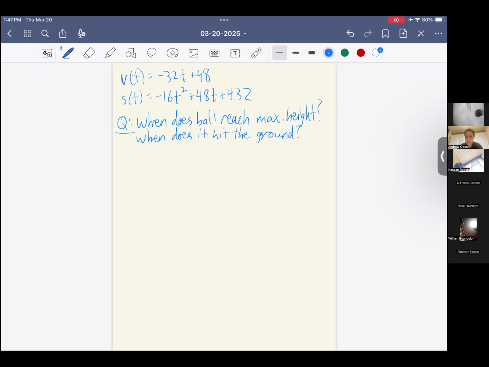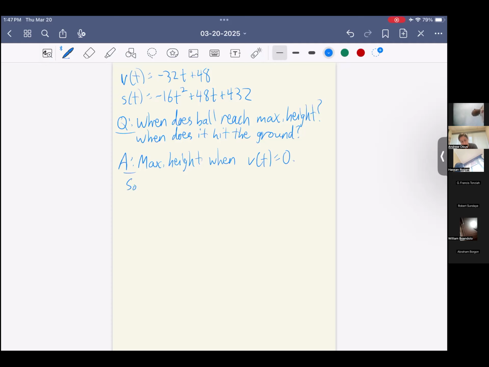Okay, first question. When does it hit maximum height? Well, we know that it hits the maximum height whenever this function reaches its maximum. And we know how to determine maximums of functions, right? You set the derivative equal to 0. But we already know what the derivative is. The derivative is this velocity. So the answer is going to be maximum height when v of t equals 0.